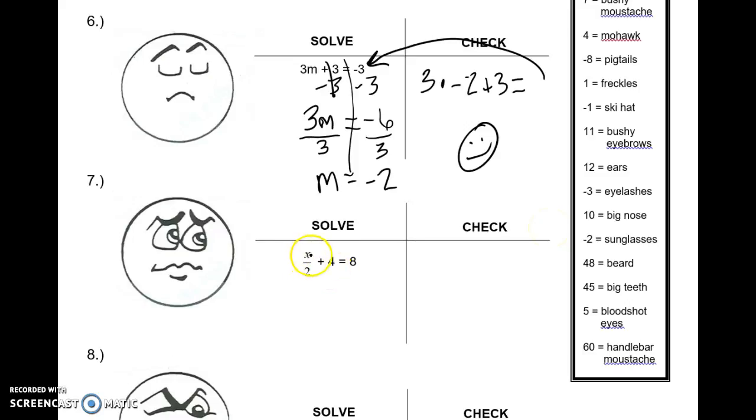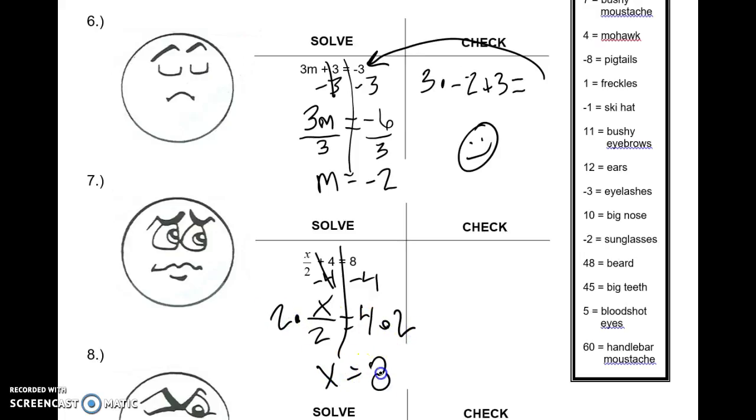This type, same thing. You're getting the x by itself. Always undo the plus or minus part first. Minus 4 on both sides. Cancel those. X over 2 means x divided by 2. Over here we have 8 minus 4 is 4. So how do we get rid of divided by 2? Times 2. And then x equals 8.